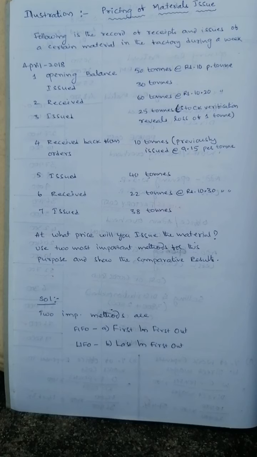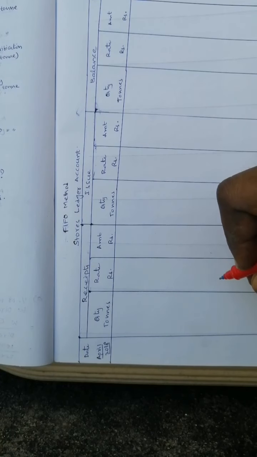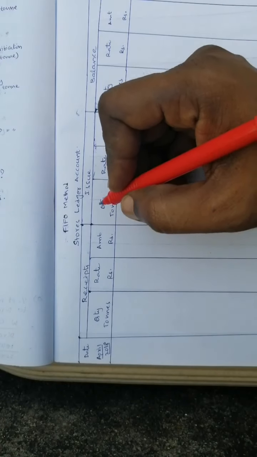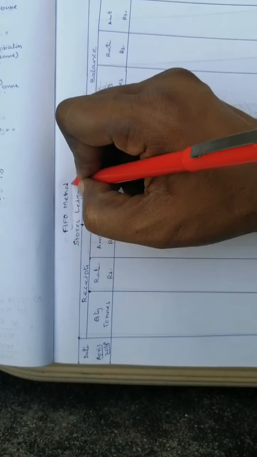So as a student of cost accounting, we learn about preparation of stores ledger by following different methods. Here we are following FIFO method and LIFO method. Now let us start solving the illustration first with the help of FIFO method, first in first out method.